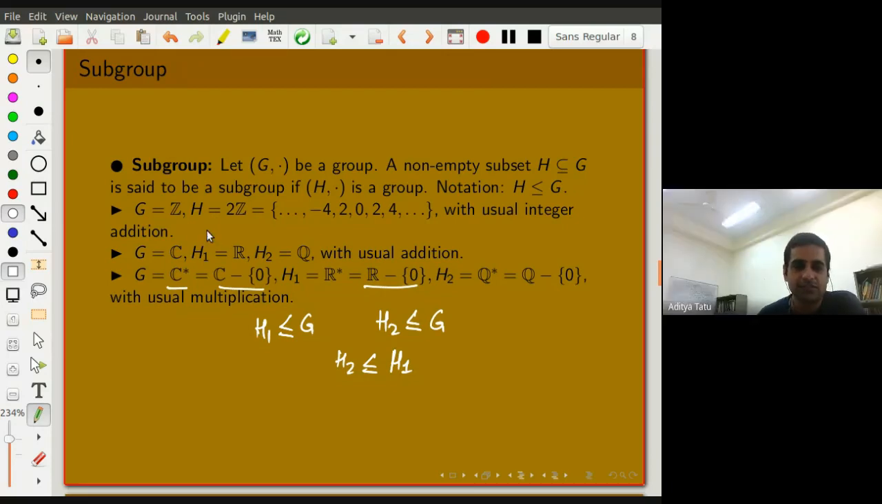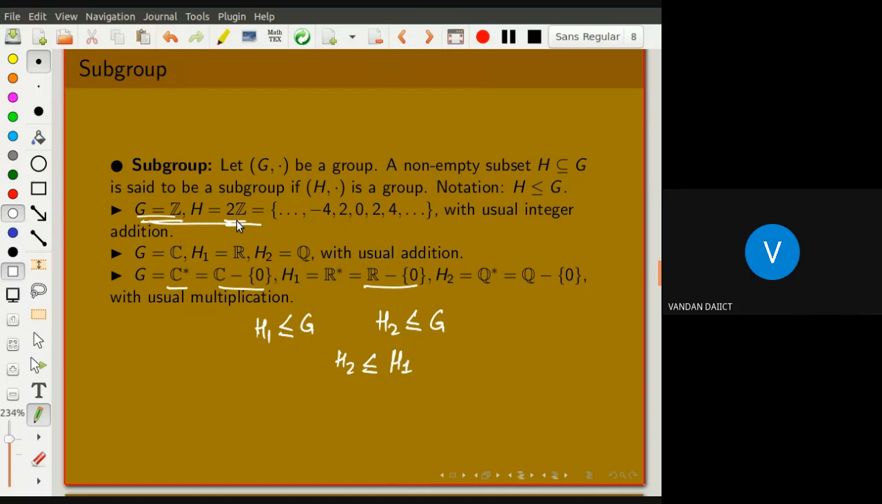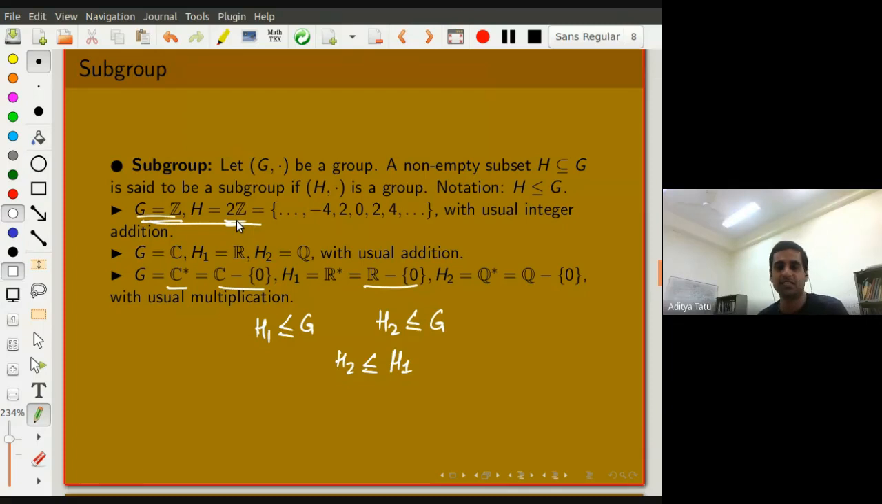Okay. And you can see here that 2Z is a group. Can somebody give me another subgroup of 2Z itself? Subgroups of 2Z can be 4Z or 6Z. Exactly. So I think you get the idea. You can have several subsets that form a nested sequence. So H1 is a subgroup of G, H2 is a subgroup of H1, H3 is a subgroup of H2, and so on and so forth.